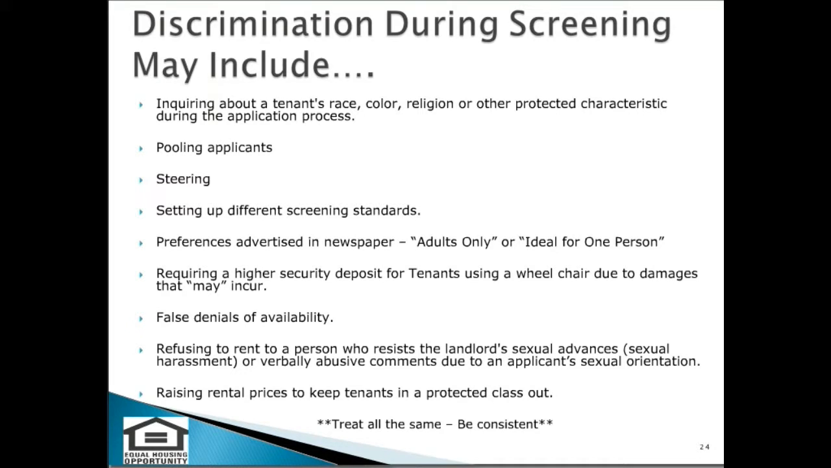Setting up different screening standards. Preferences advertised in newspapers, for example, adults only or ideal for one person. Requiring a higher security deposit for tenants using a wheelchair due to damages that may or may not incur. False denials of availability. Refusing to rent to a person who resists the landlord's sexual advances or verbally abusive comments due to an applicant's sexual orientation. Raising rental prices for no other reason than to keep tenants in a protected class out. Strive to treat everyone the same and be consistent.